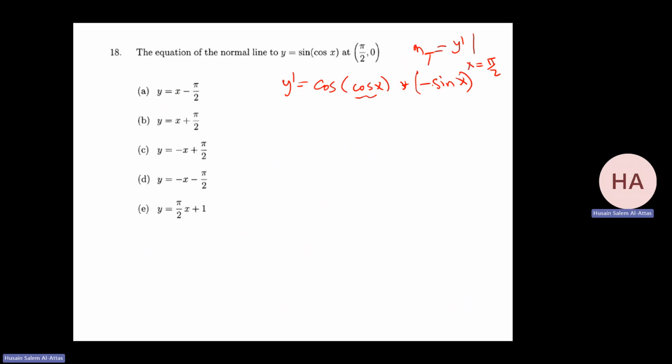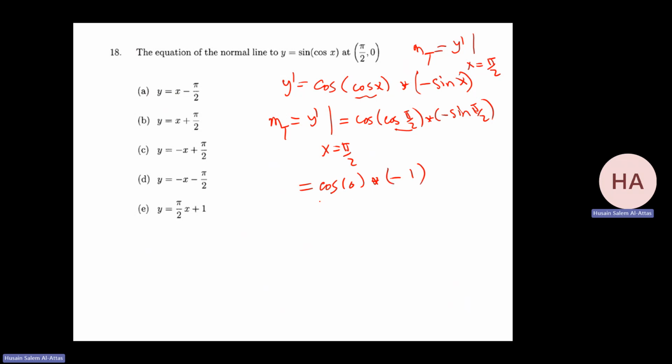Okay. Now I need to find m tangent, which is y prime at x equals pi over 2. That will be what? Cosine of cosine x times minus sine x, so cosine of cosine pi over 2 times minus sine pi over 2. Cosine pi over 2 is 0, so that will be cosine 0 times minus 1. Cosine 0 is 1, so the answer is minus 1.